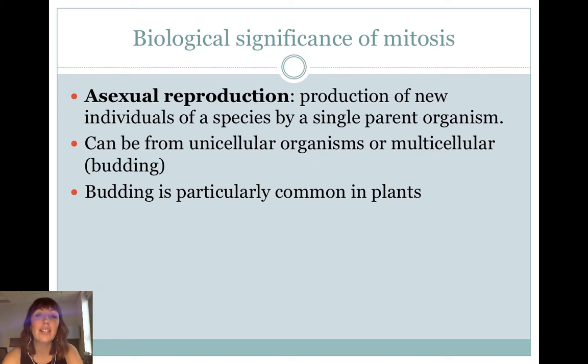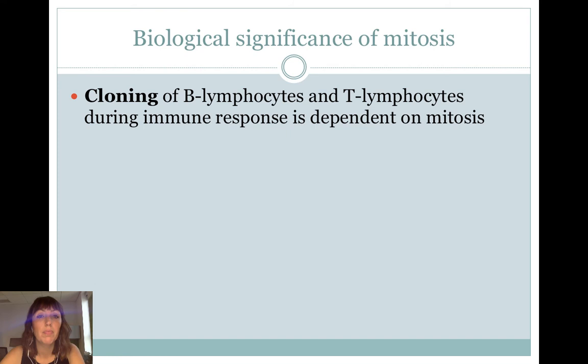It's also asexual reproduction, the production of new individuals of a species by a single parent organism. It can be from unicellular or multicellular organisms, and budding is particularly common in plants. Cloning of B lymphocytes and T lymphocytes during immune response is dependent on mitosis.